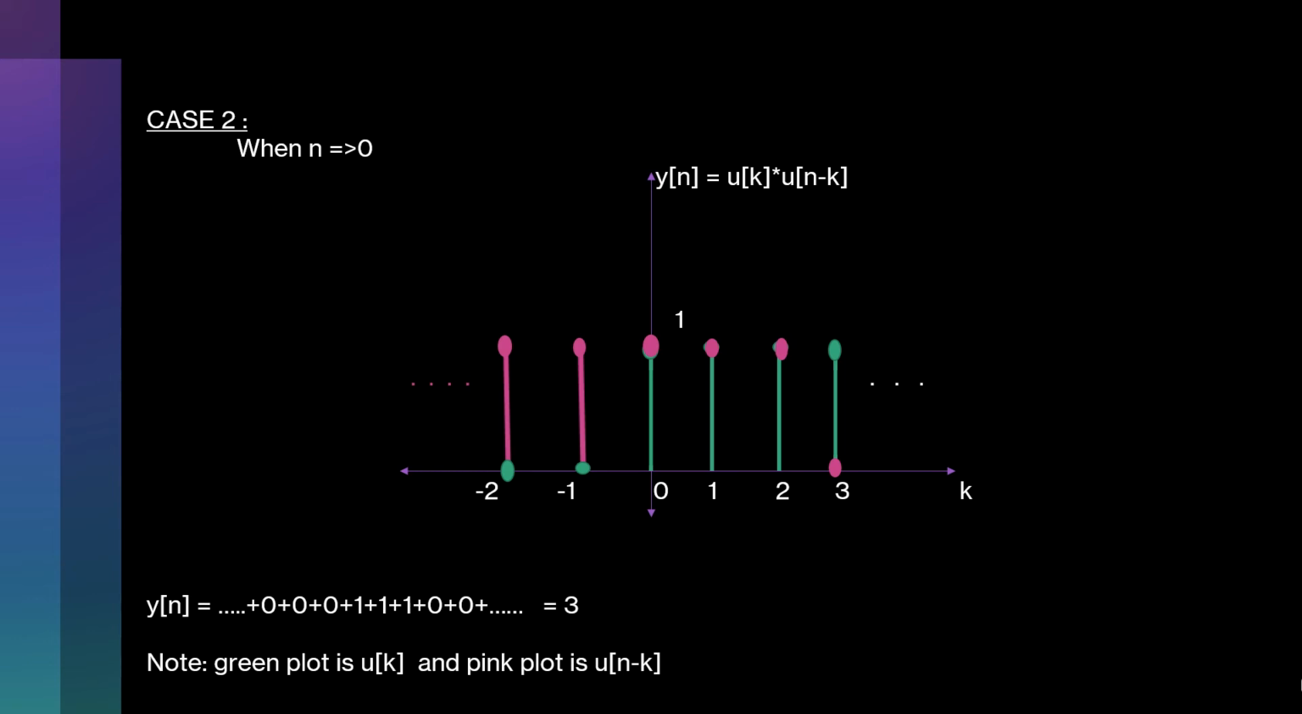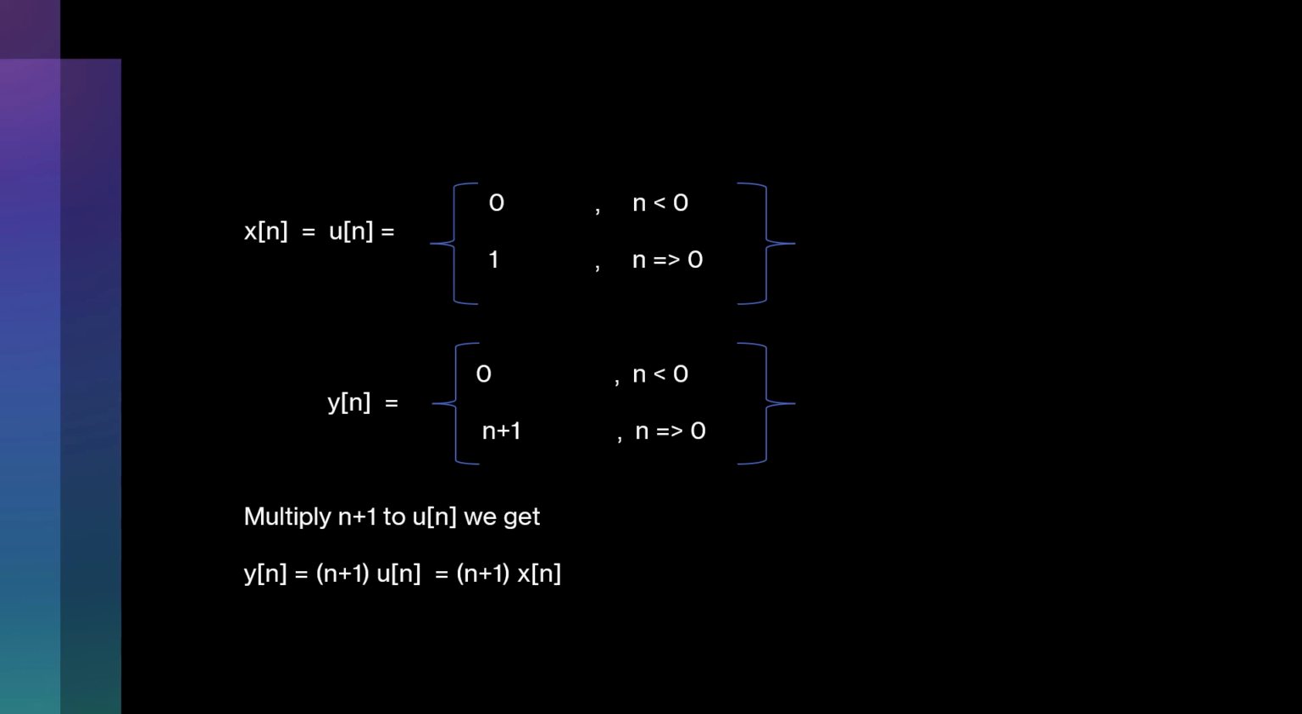So we get y of n equals 0 plus 0 plus 0 plus 1 plus 1 plus 1 up to so on plus 0, which equals 3. And we know u of n equals 0 when n is less than 0 and 1 when n is greater than or equal to 0. Let's multiply n plus 1 with u of n. We get 0 when n is less than 0, and n plus 1 when n is greater than or equal to 0. By comparing, we can write y of n equals n plus 1 into u of n, which can be written as y of n equals n plus 1 into x of n, as x of n equals u of n.